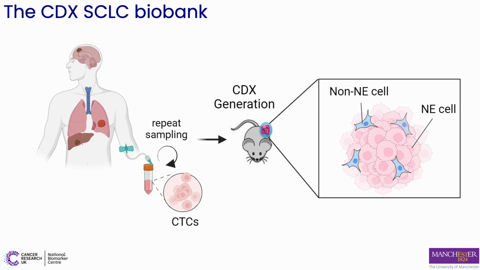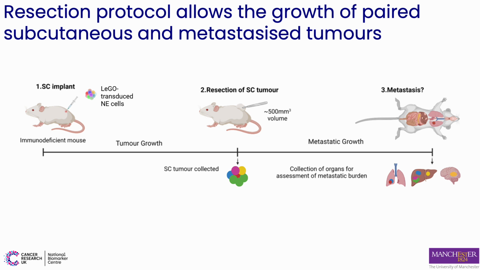These circulating tumor cells can be collected from patient blood samples and can be used to generate CTC-derived explant models, and we call them CDXs, in mice. Although CDXs were developed in mice, they retain the morphology and characteristics in patients, including the neuroendocrine and non-neuroendocrine plasticity in small cell lung cancer. To study the growth of the tumor, we also have an in-house resection protocol, which generates paired subcutaneous and metastatic tumors for future analysis.